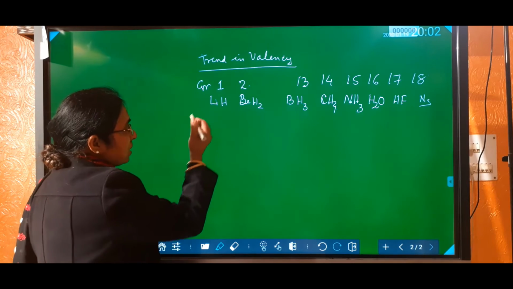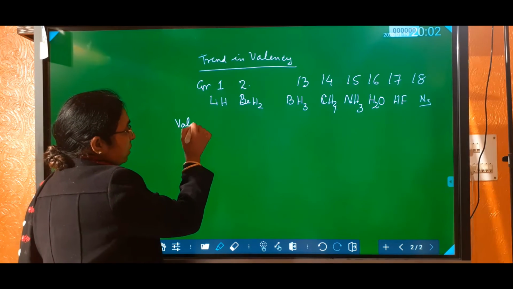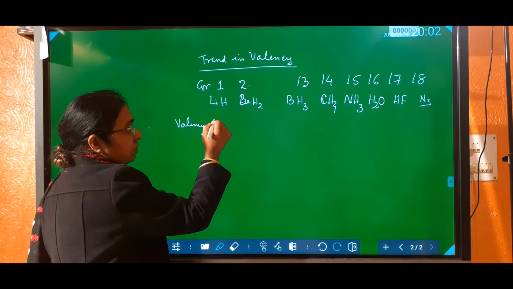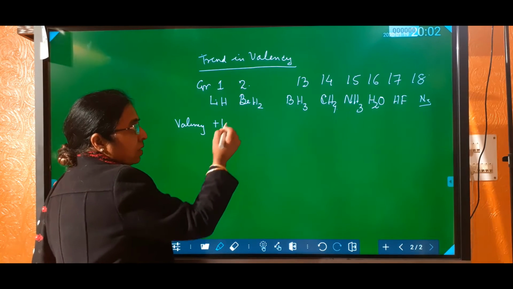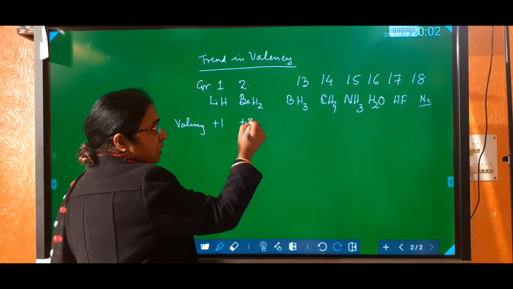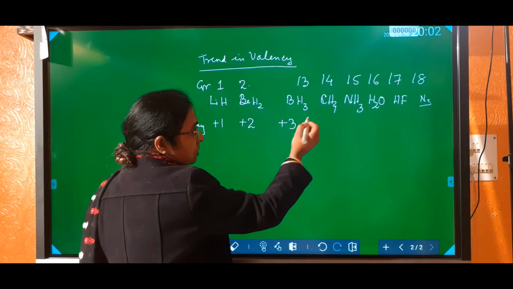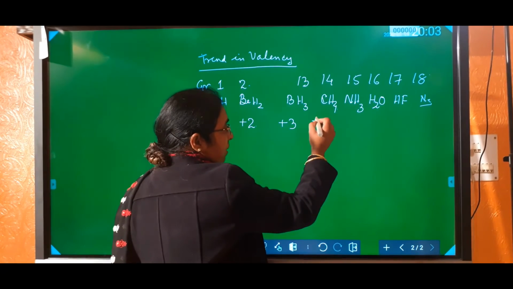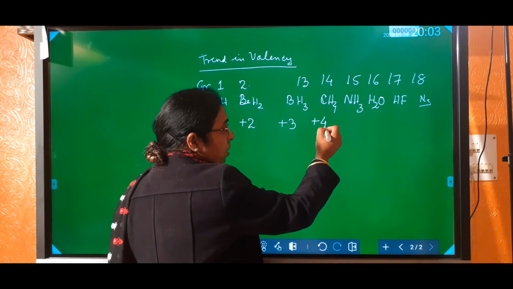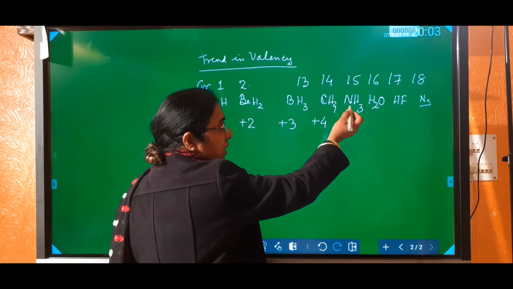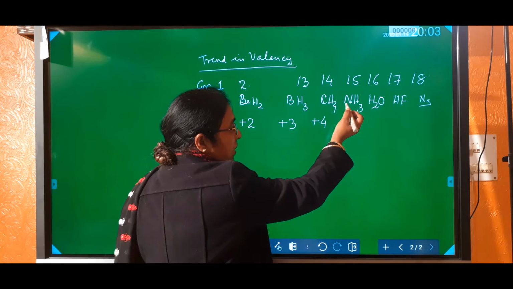So you can see the valency. Over here the valency of lithium is +1. For beryllium the valency is +2. For boron the valency is +3. For carbon the valency is +4. Then after that, now it is decreasing.